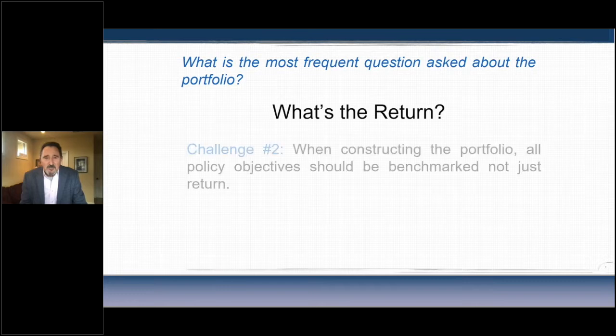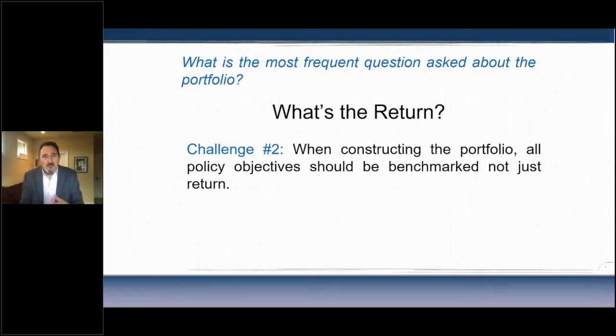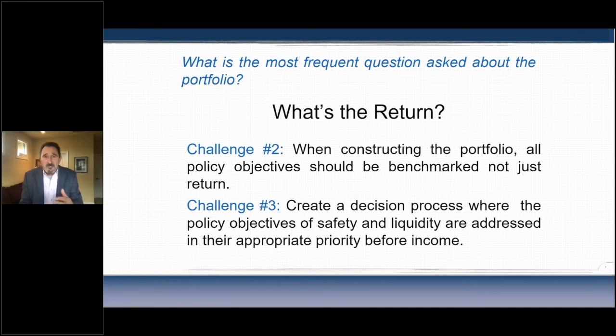What's the return? Now, that brings up the whole issue of whether investment practice is following policy, and it segues into the second challenge: when you construct this portfolio from your policy, you not only have to construct it, but you have to construct it in a manner that all of the policy objectives are benchmarked, not just return. And the decision process, which is the third priority, must be facilitated in the construction such that these decisions about safety and liquidity being more important than income can be described in the decision process. We'll talk about that as we develop the steps to construct this portfolio.